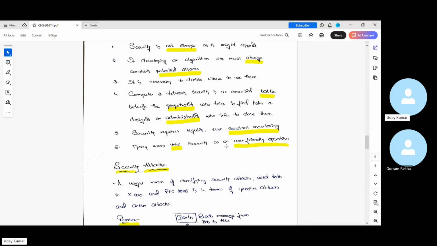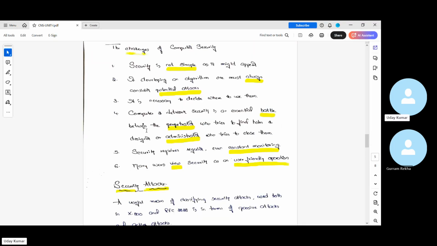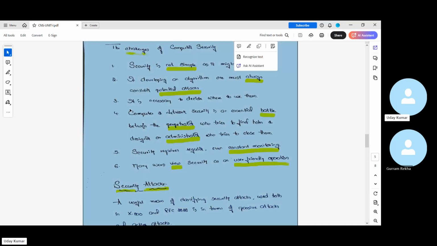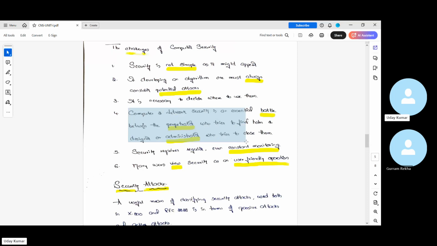Many users view security as a user-unfriendly operation, right? You should not. You should take security with utmost priority, students. It's not just that you provide the security, right? So these are the challenges, and down the line, constant monitoring is one thing, and the fourth point is that it is always a fight between the perpetrator and the administrator. These are the two points that we are stressing upon.